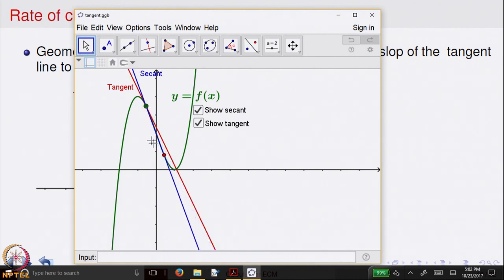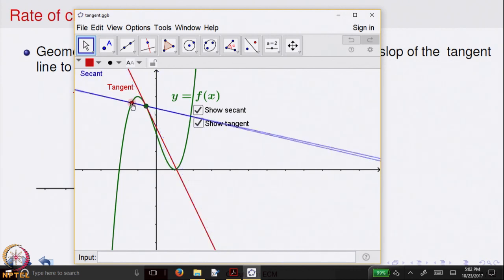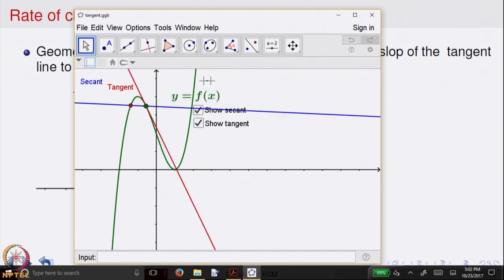So, it is this point. This is the point nearby, this is a line joining. Such a line is called the secant line. The slope of the secant line becomes the slope of the tangent line as this approaches this. The point can be on the left or on the right, this approaches, right. That is what dynamic geometry can show you.